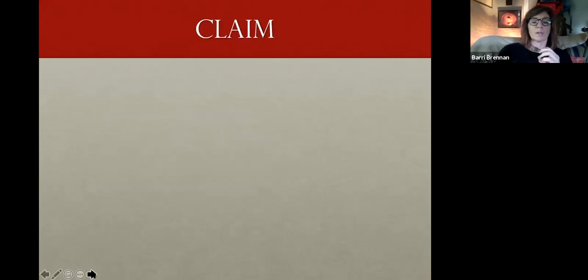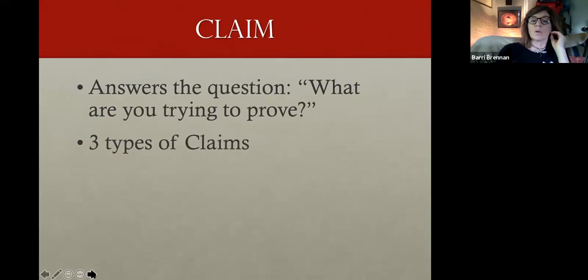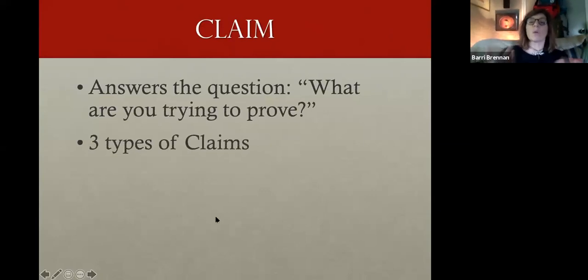So what is a claim? A claim answers the question, what are you trying to prove? I'm trying to prove that wolves are in danger of losing the protection of the Endangered Species Act, which is actually really true right now. And if I'm going to make that claim, that's what we call a factual claim. You can prove it. It's a fact.